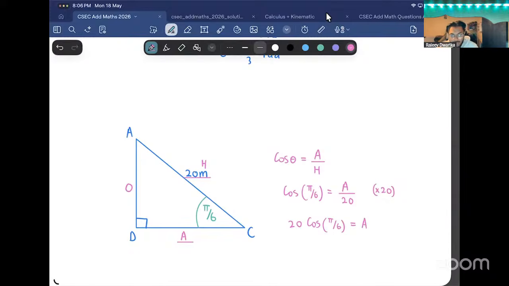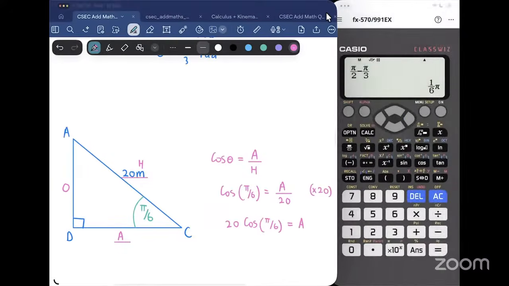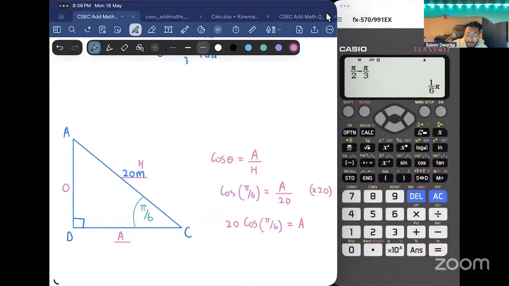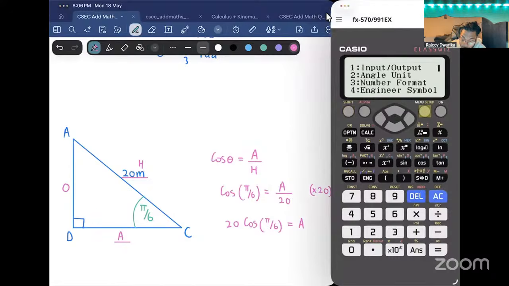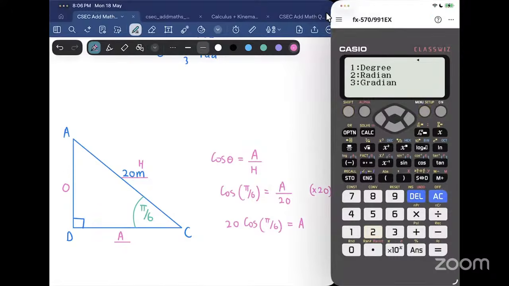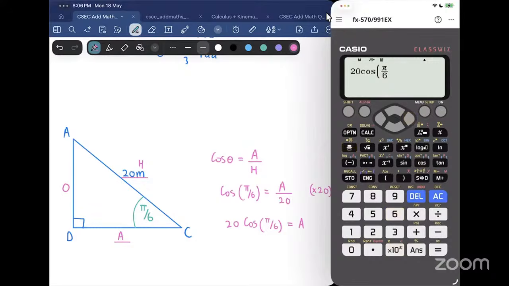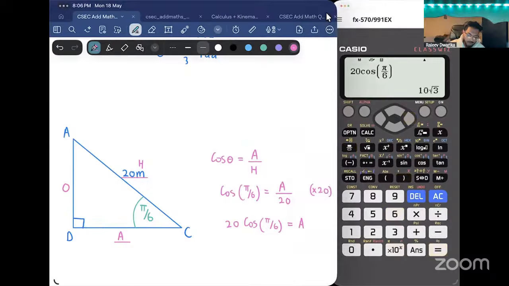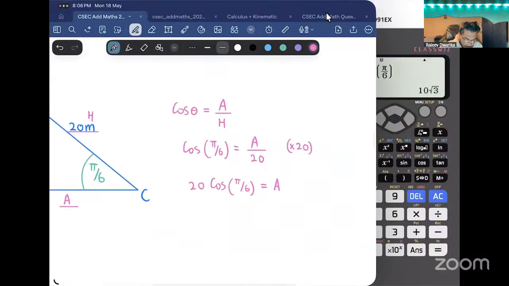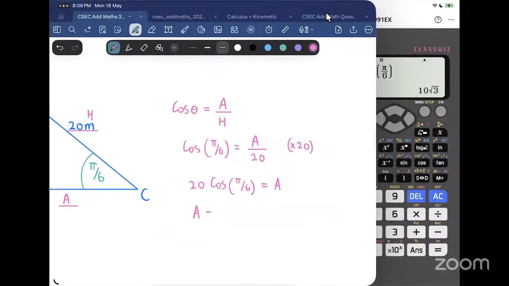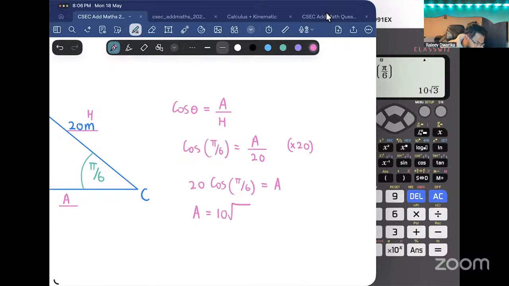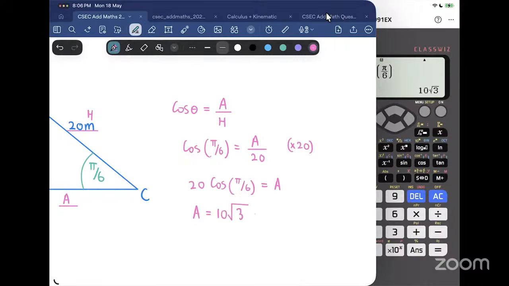So what is 20 cosine pi on 6? Hold on. Guys, if you put in pi on 6 in your calculator, which mode must your calculator be in? It has to be in radians. Okay, radians. So that's 20 cosine pi over 6, which is 10 root 3. So I had my calculator in the wrong mode. I had it in degrees. That's a mistake a lot of students make.